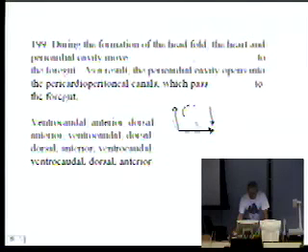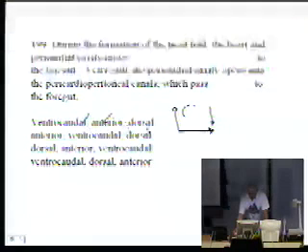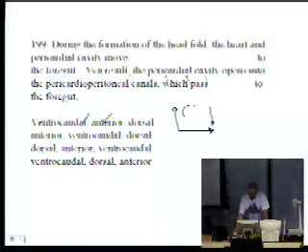So which term is for in front of, anterior or dorsal? Anterior, so we already know that this is the correct answer. We've got 2 out of the 3. As a result, the pericardial cavity opens into the peritoneal canals, which pass obviously dorsal to the foregut. So the peritoneal canals are dorsal to the foregut.